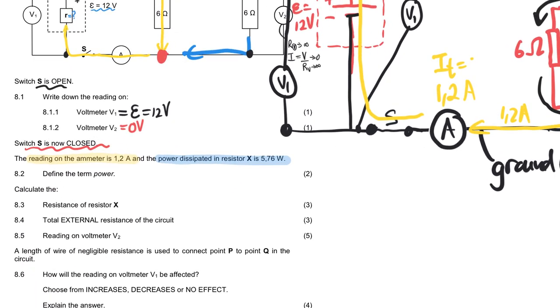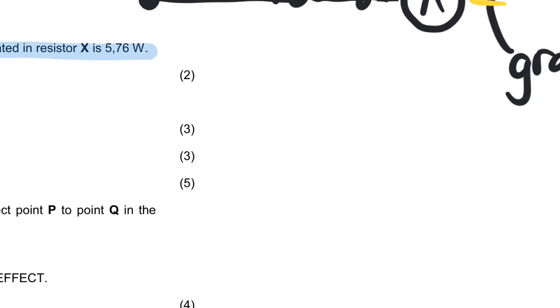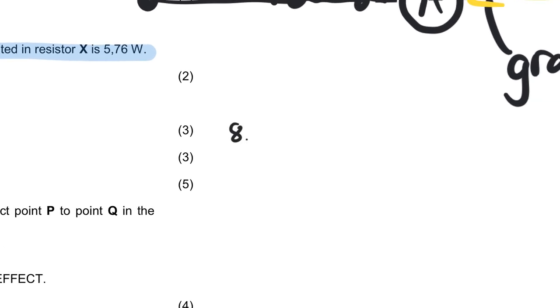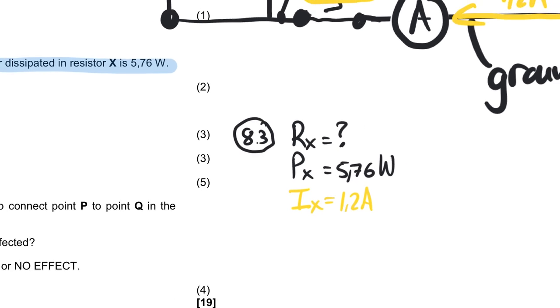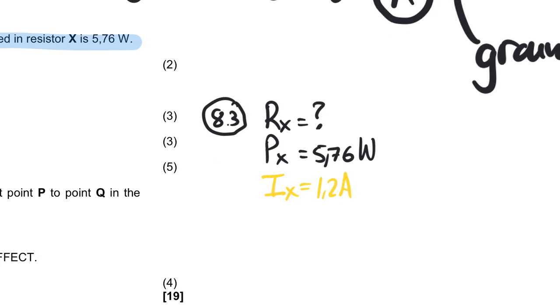So we can do that here, 8.3. We've got X, the resistance of X is unknown. We know that the power through X is 5,76 watts, and we know that the current through X is going to be 1,2 amperes. And so now we can find out what Rx is going to be.